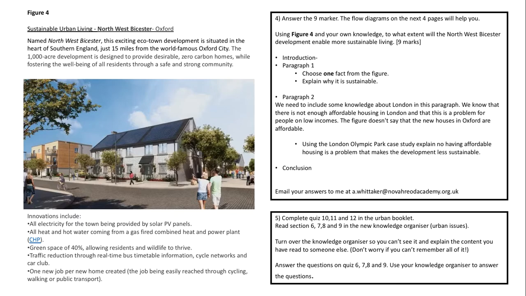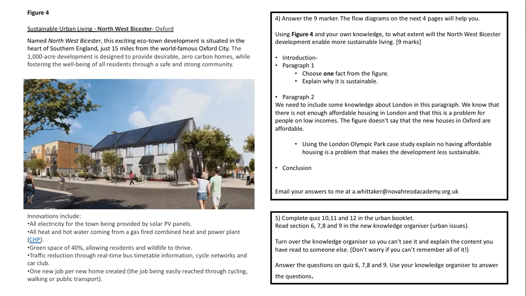Right, so in our first paragraph we need to choose one fact from the figure and explain why it's sustainable. In our second paragraph, that's where we really want to show off our own knowledge. So we want to include some information about London in our second paragraph. In our second paragraph, we need to argue why it's not sustainable to provide two contrasting paragraphs.